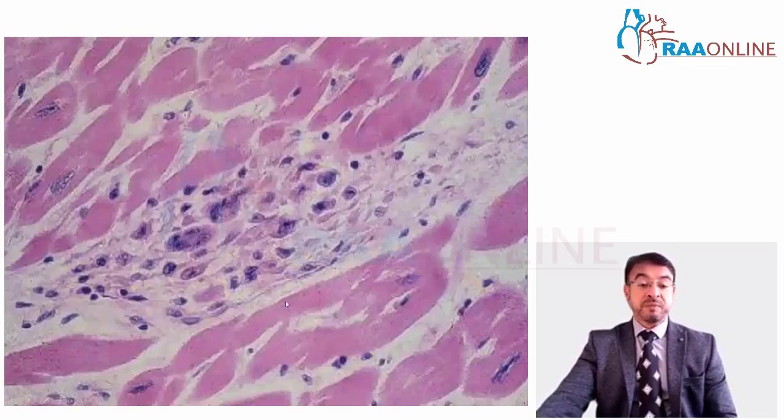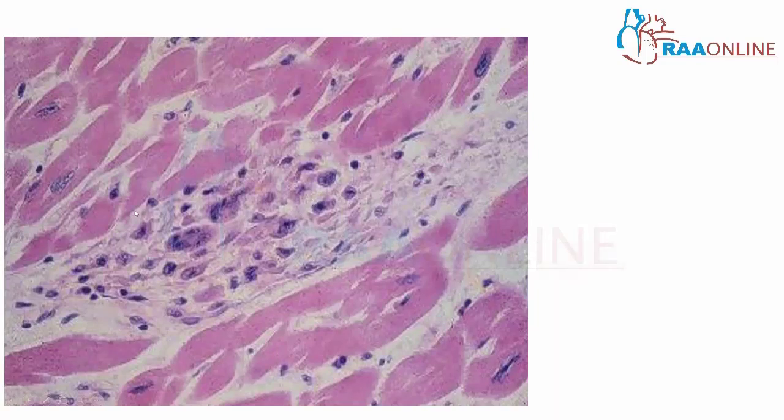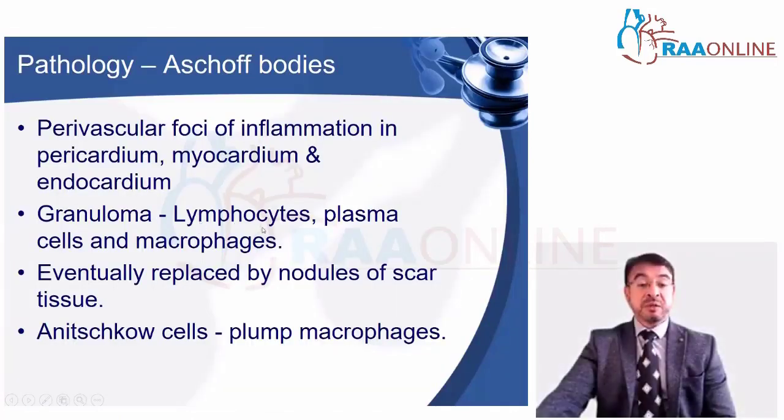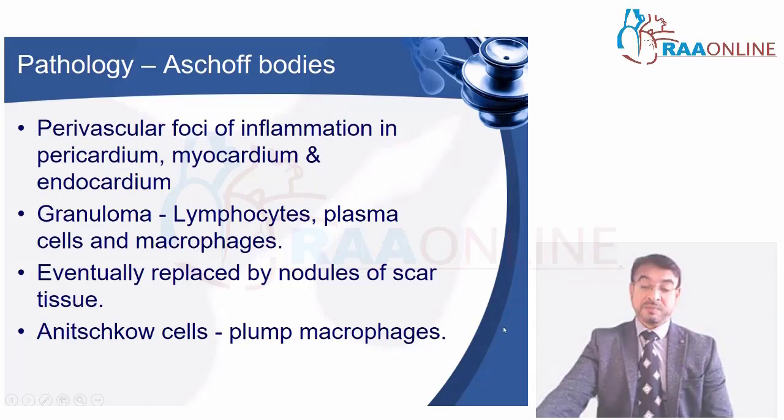This is a granuloma, and this is an Aschoff body, and all these are the myocardial cells. These plump macrophages are the Anitschkow cells. All the other cells are lymphocytes, macrophages, and plasma cells. So going back to this granuloma, it will contain lymphocytes, plasma cells, macrophages, and Anitschkow cells. And all are replaced by scar tissue later on, which is the tissue of healing.